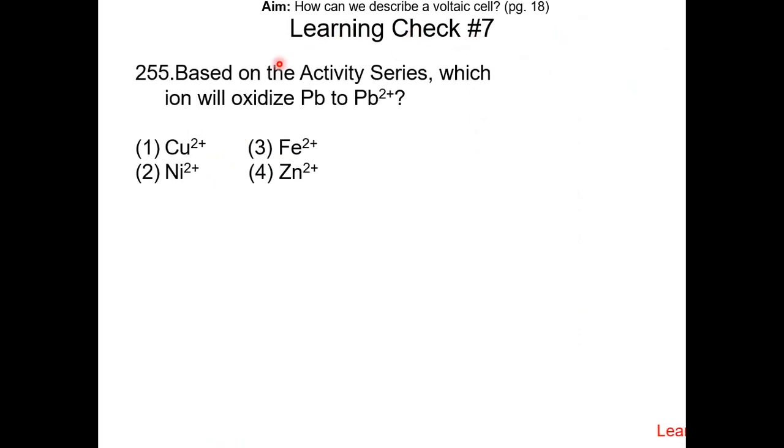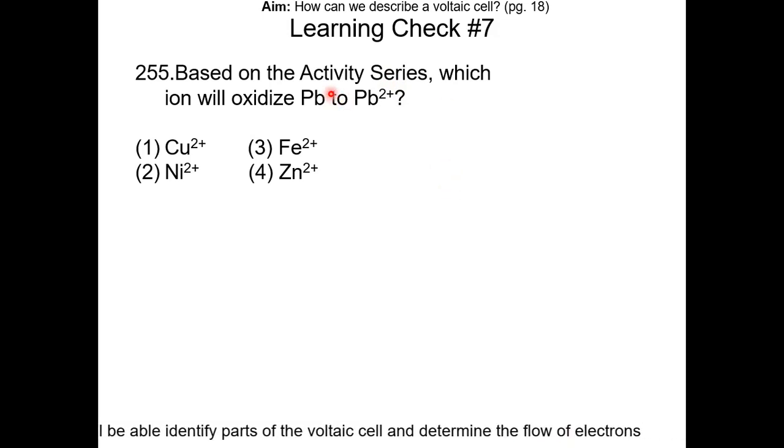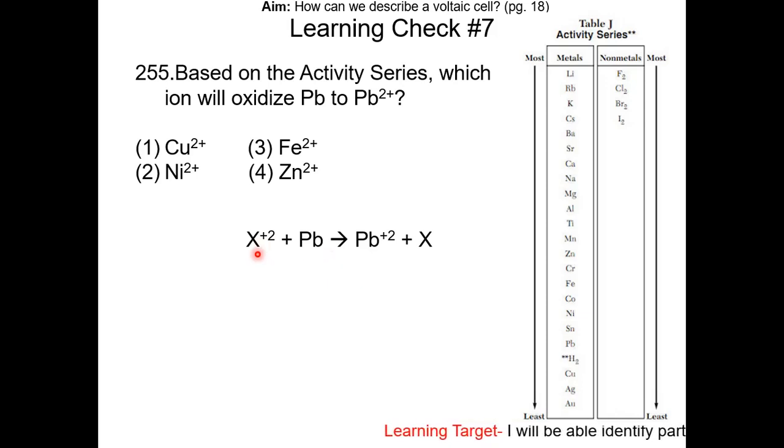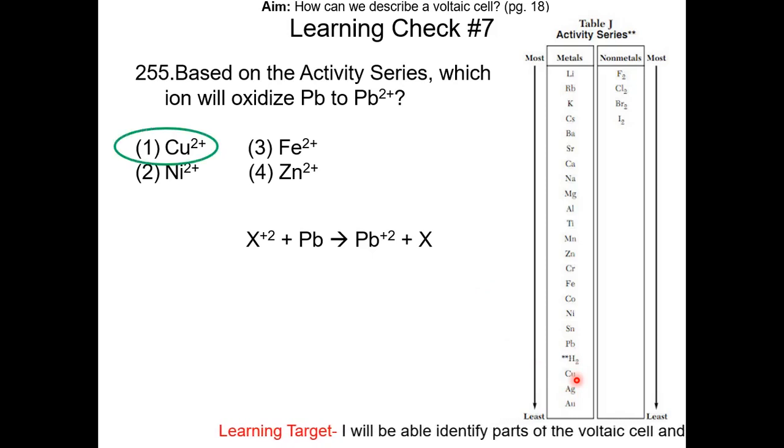Learning check number 7. Based on the activity series, which ion will oxidize Pb to Pb plus 2? Pause the video and resume as completed. The activity series is referring to table J on your reference table. One of these ions will oxidize lead to lead positive 2. Since lead is being oxidized in this redox reaction, this ion must be reduced. So we're looking for an element that is lower on table J than lead. That is copper. So the answer is choice 1.